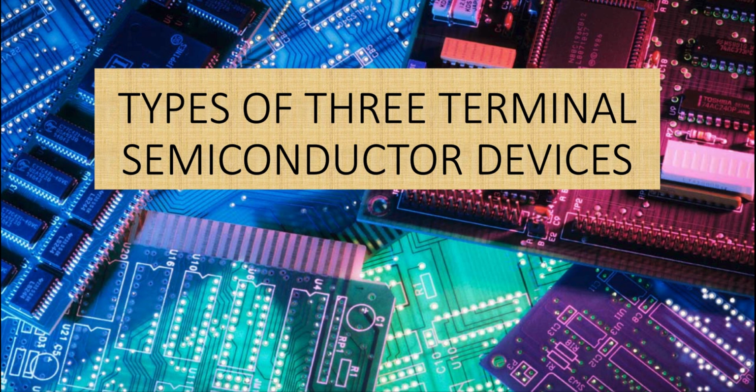In the previous lesson, we saw what a three-terminal semiconductor device is, and we also saw the types of three-terminal semiconductor devices. There were two most common devices, namely the bipolar junction transistor (BJT) and the field effect transistor (FET). In the previous lesson, we saw in detail about BJT. So in this lesson, I'm going to walk you through field effect transistors.